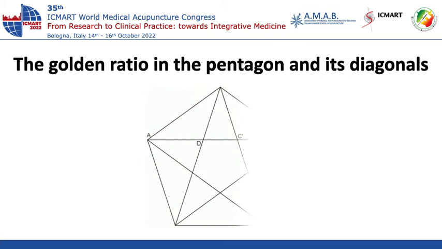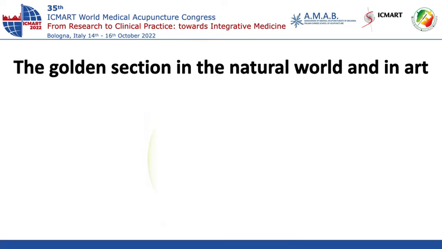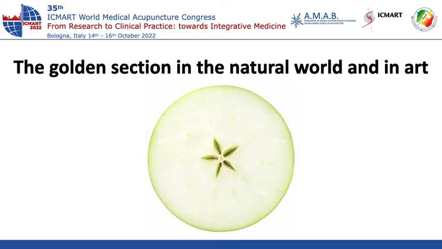In geometry, we find that the golden ratio, or golden proportion, is that of the sides of the pentagon in relation to its diagonals. And in nature, we can find the golden ratio, for example, in the arrangement of the seeds of an apple. You see this image that is the image of a pentagon.